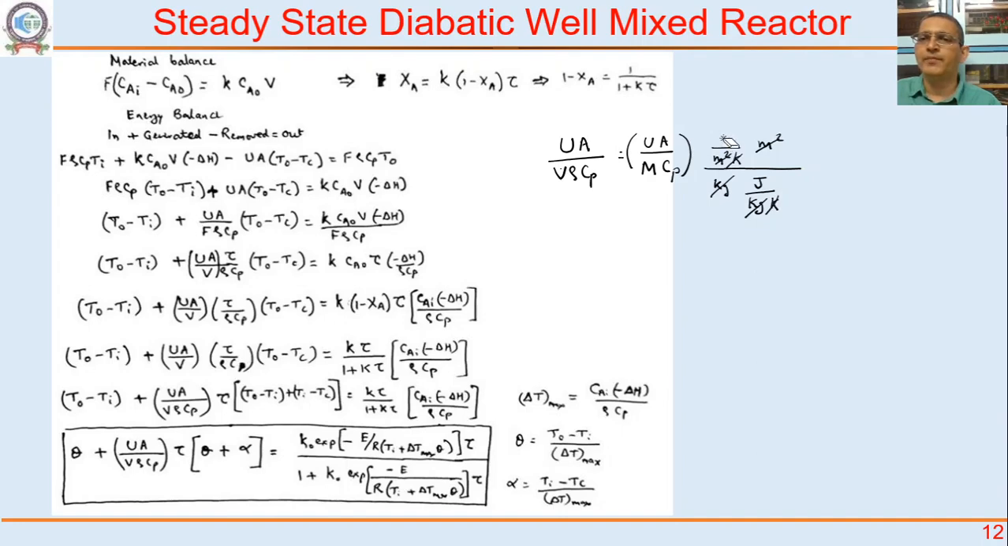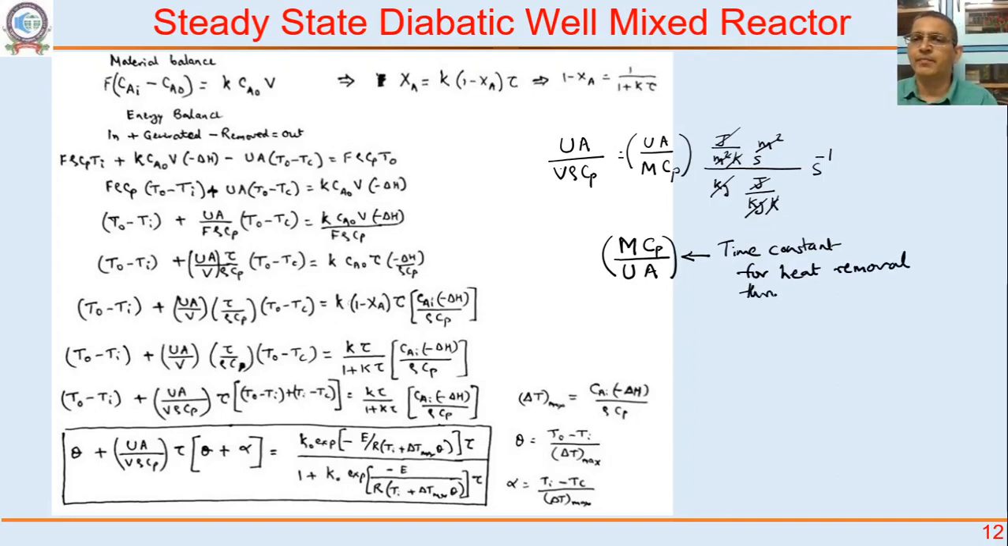Watts we can write as joules per second, right? And then joules we can cancel out. So UA by mCp has units of second inverse. You may have seen this earlier in some other way: mCp by UA. Now do you recall from your unsteady state heat transfer course? mCp by UA is nothing but the time constant for heat removal through the jacket.